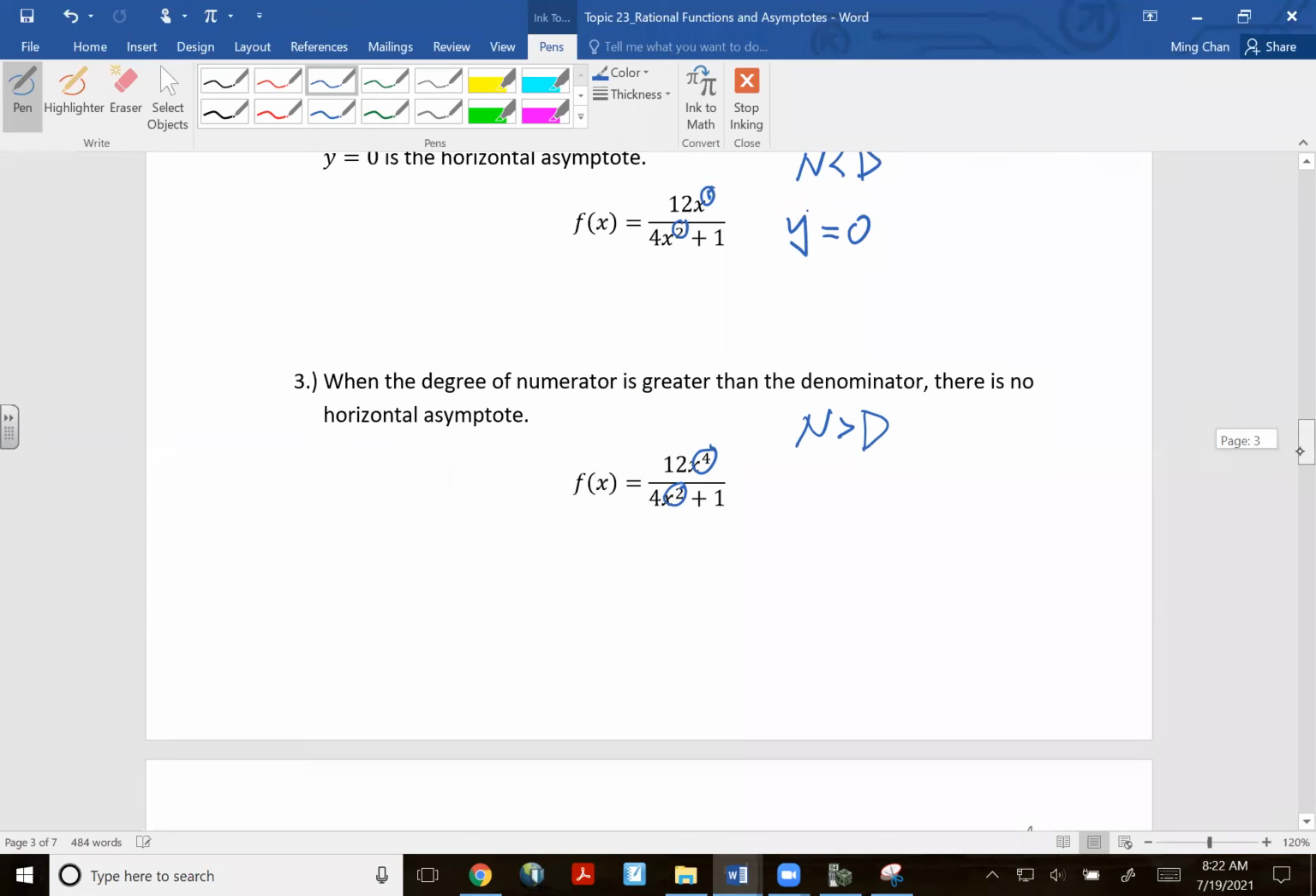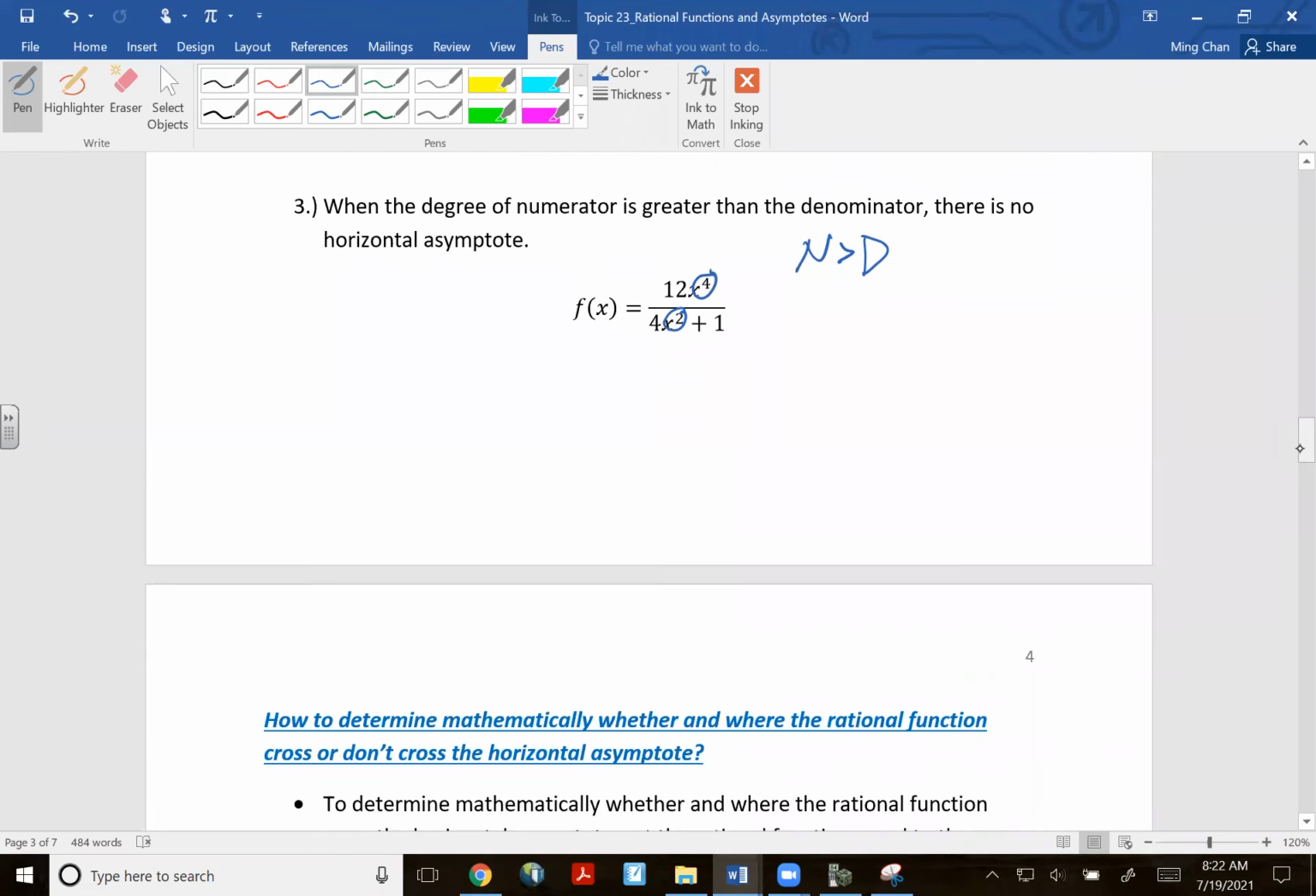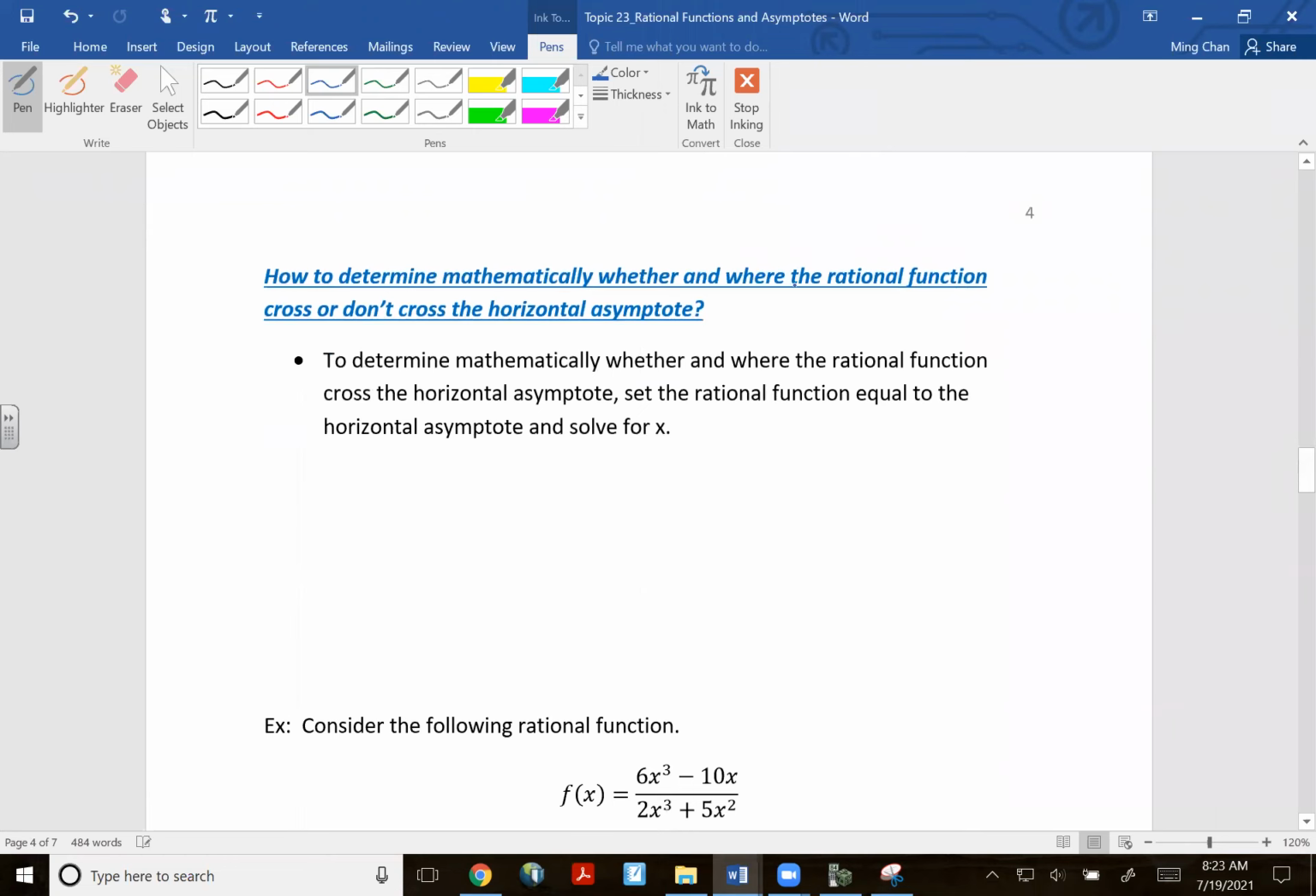Okay, so how did I know my rational function, earlier, one part stays above, one part stays below? Well, we can actually determine mathematically whether and where the rational function crosses or doesn't cross the horizontal asymptote. We know the graph can never cross or touch the vertical asymptote, but your function sometimes will cross over or touch the horizontal asymptote. The function cannot touch a vertical asymptote, but it can cross or touch a horizontal asymptote.